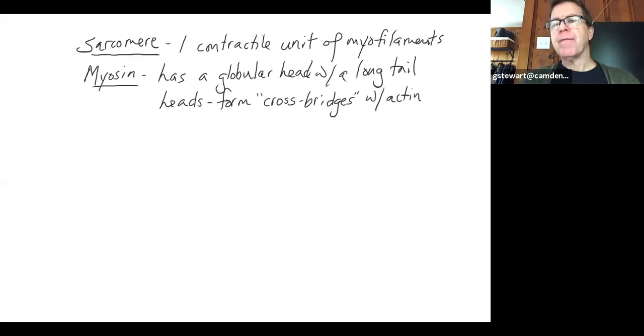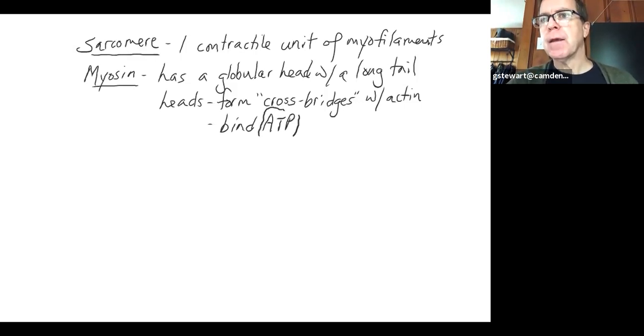The heads also have the ability to bind ATP. That's where a muscle gets its energy from this molecule, which is why we mentioned it the first week. A muscle cell gets its energy in order to contract from the ATP molecule. And it cleaves that terminal phosphate off the end of ATP, and that's what gives the muscle its energy to contract.